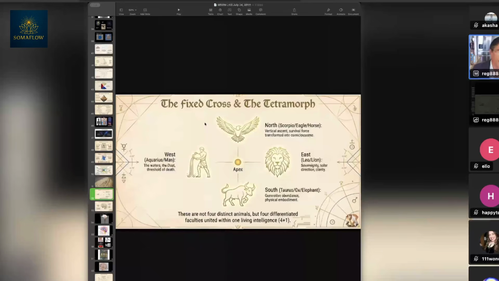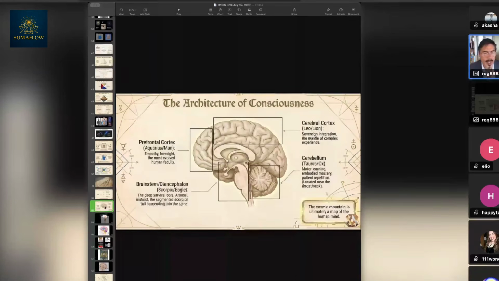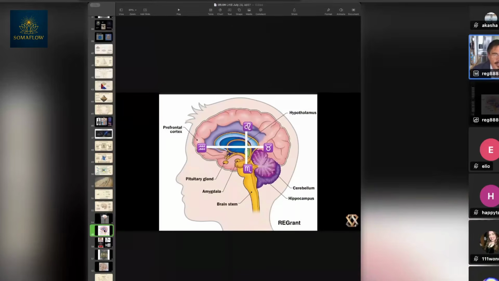So if that's the case, then there might be 2 other sphinxes in perpendicular locations that split those 2 current sphinxes. And that would be an eagle for the north and a bull for the south. So the architecture of consciousness is related to this tetramorphic stuff as well. And the cerebral cortex, the lion, the cerebellum, the brainstem, the prefrontal cortex, you can see it all like this.